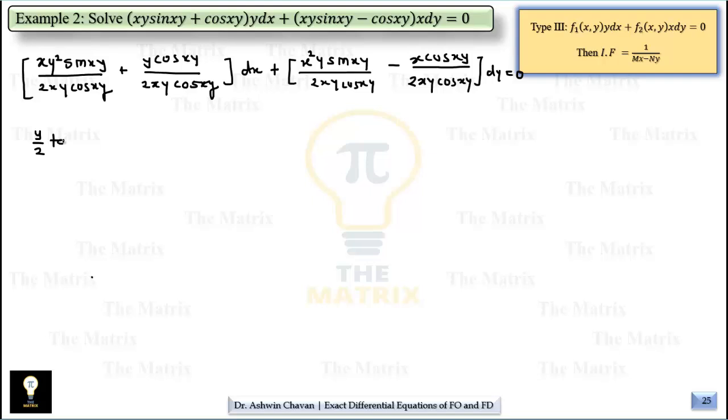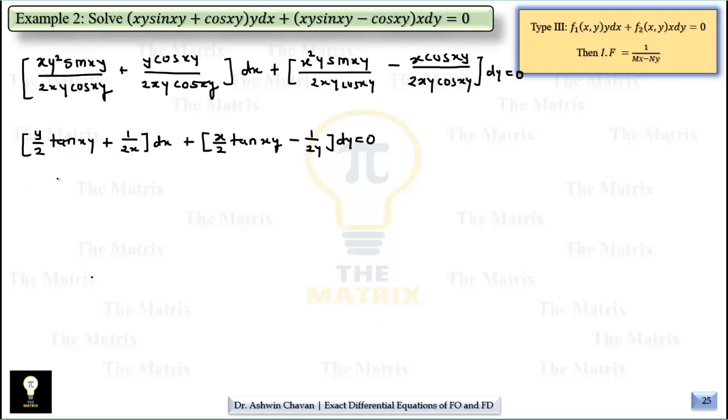Sin upon cos is tan of xy plus, here cos and cos is getting cancelled along with y, only 1 by 2x remains, dx plus, in the next bracket xy is getting cancelled, we are getting x upon 2, and sin upon cos gives you tan of xy minus, cos xy is getting cancelled along with x, and we are left with only 1 by 2y dy. So we get here the Mdx plus Ndy form in simplified way.